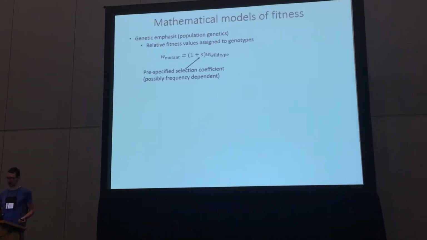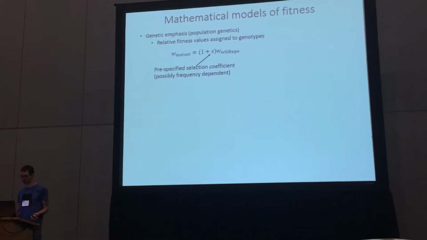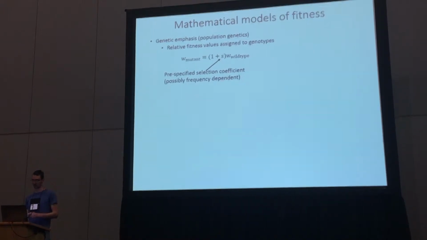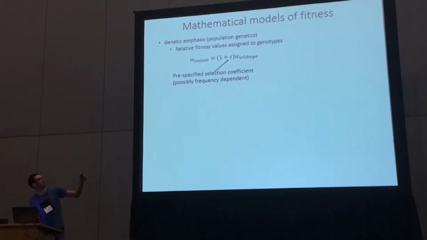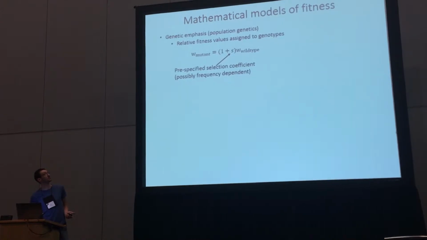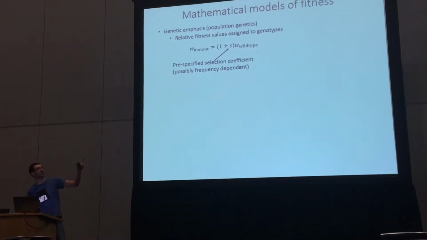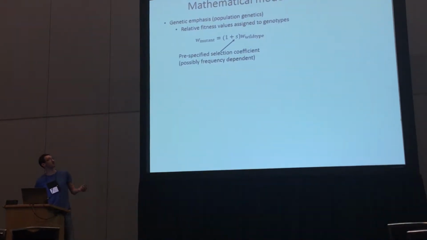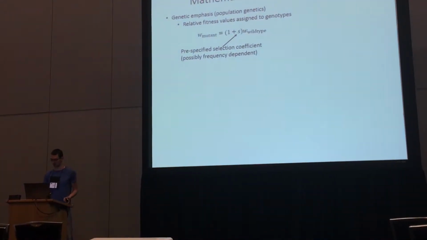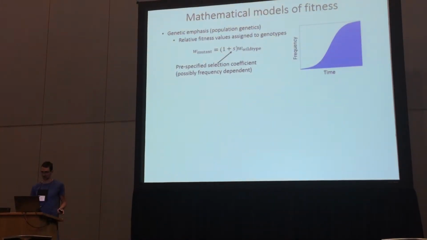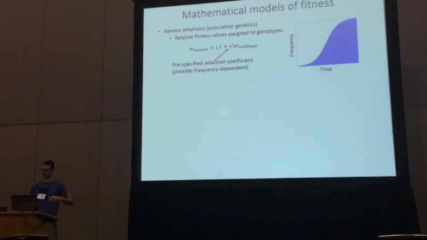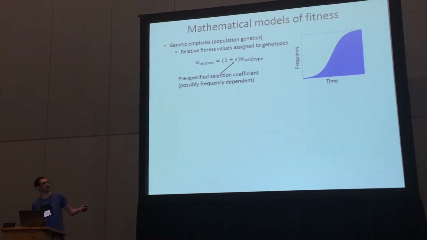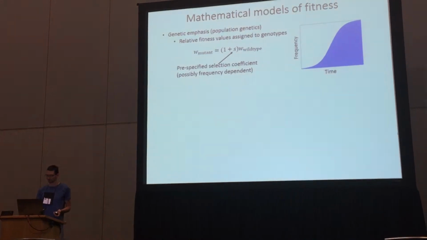Broadly speaking, the way that we treat fitness in mathematical models of evolution can be divided into two categories. In models where we care a lot about genetics, so population genetics, we usually assign relative fitness values. On the left-hand side there, you've got a mutant fitness, which is proportional to the wild-type fitness, and it's slightly greater by some selection coefficient S, which could be frequency dependent, but the key thing is that we just specify that value at the start. We say this is the fitness advantage of the mutant. And then we care about how frequencies change over time, so that's like the mutant sweeping.